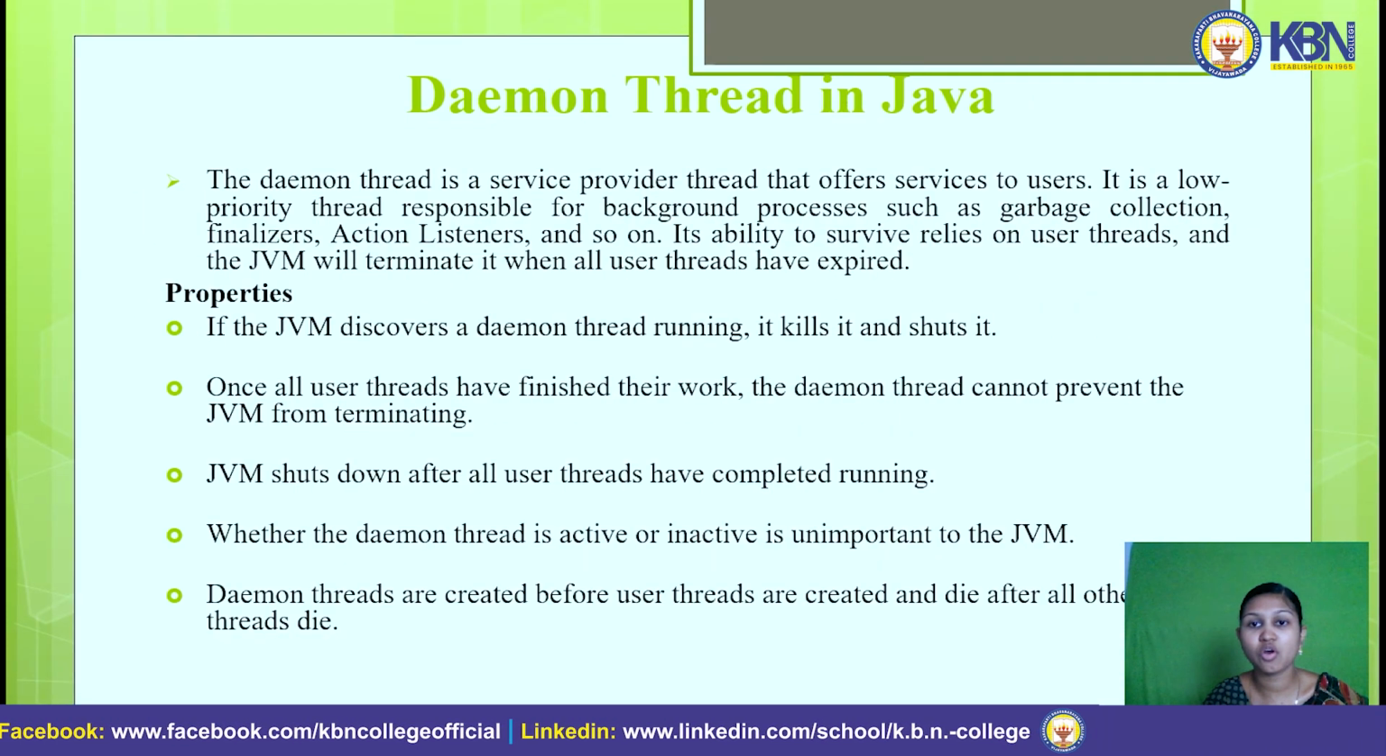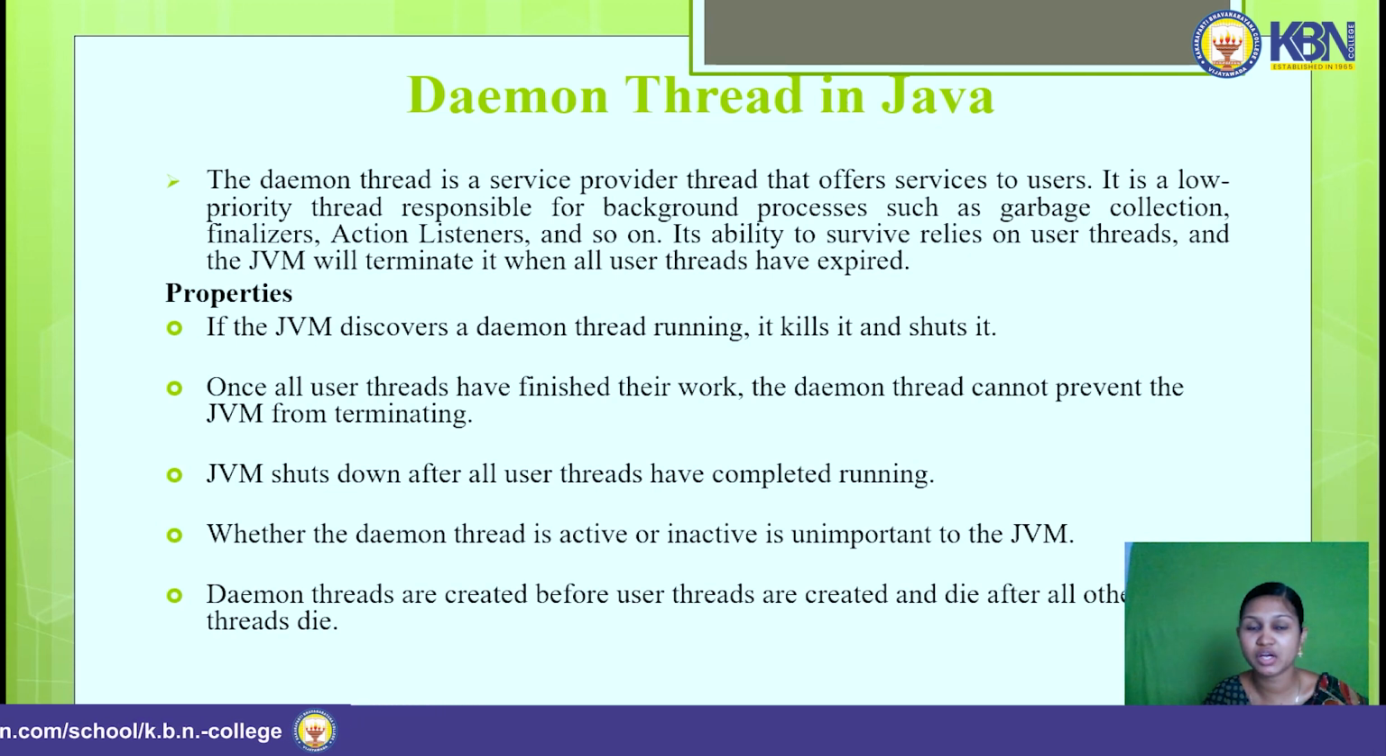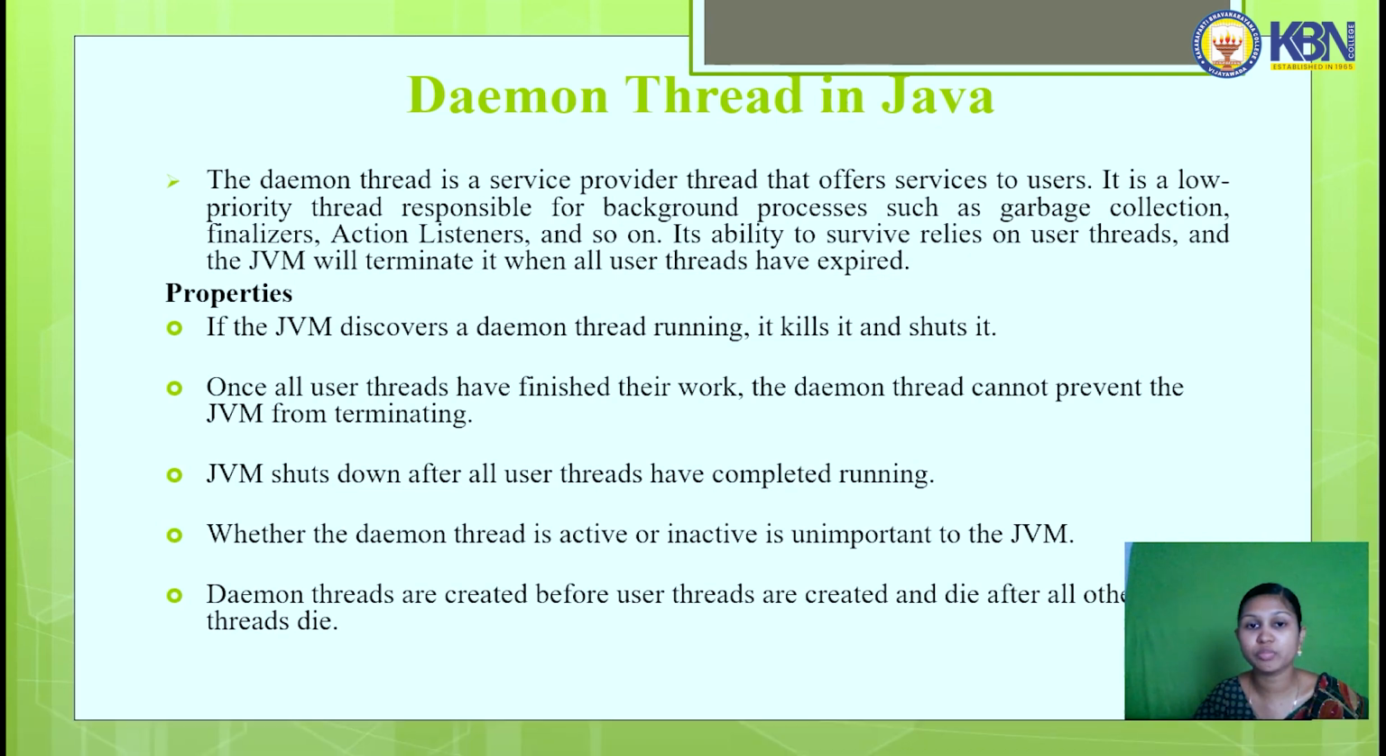This thread offers service to the users, and it is a low priority thread for background processes such as garbage collection, finalizer, action listeners. Whenever the JVM terminates, all user threads have expired. Why? Because the JVM plays the most important role in the multithreading concept.